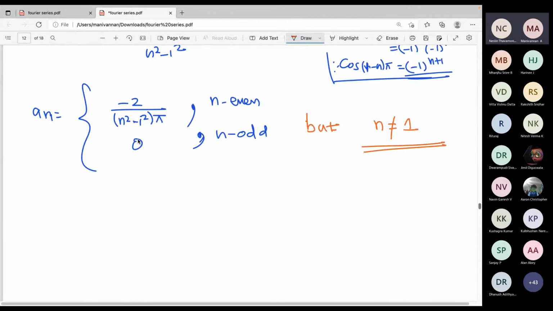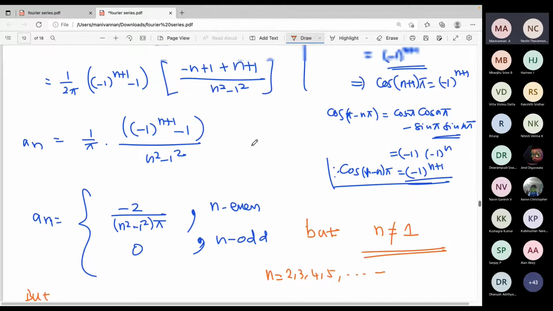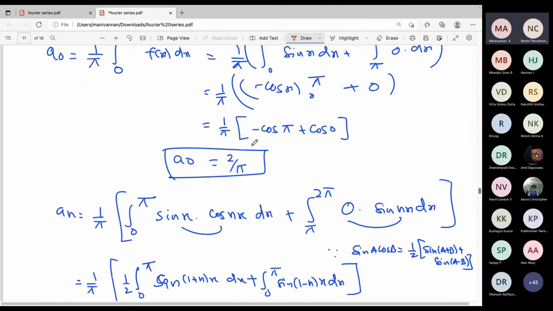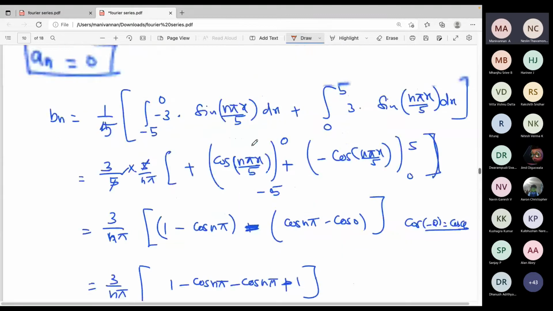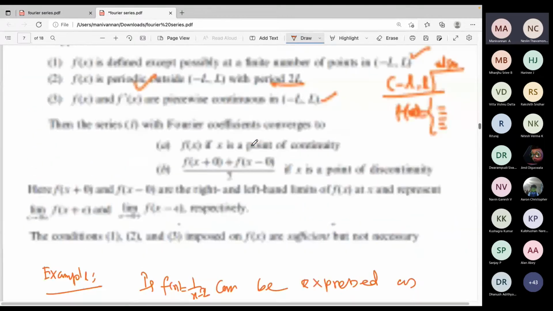This is the general case for n equals 2, 3, 4, 5, 6 up to infinity. But a1 should be calculated separately. This formula won't work; this is the generalized formula. So in general, what is my an? The an formula.